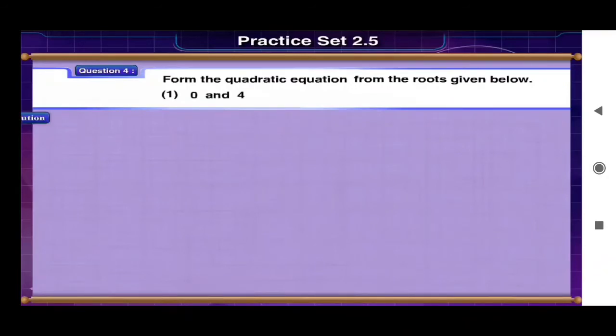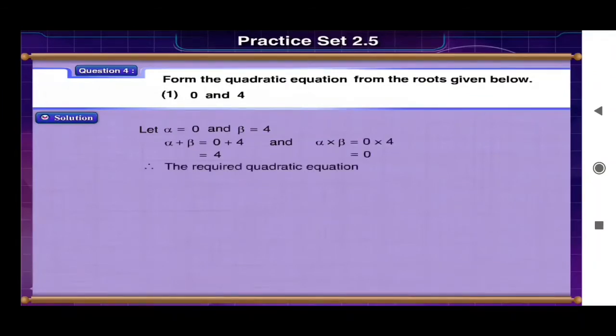Question 4. Form the quadratic equation from the roots given below. 1. 0 and 4. Let alpha be equal to 0 and beta be equal to 4. Alpha plus beta is equal to 0 plus 4, which is equal to 4. And alpha into beta is equal to 0 into 4, which is equal to 0. Therefore, the required quadratic equation is x square minus (alpha plus beta) into x plus alpha beta is equal to 0.